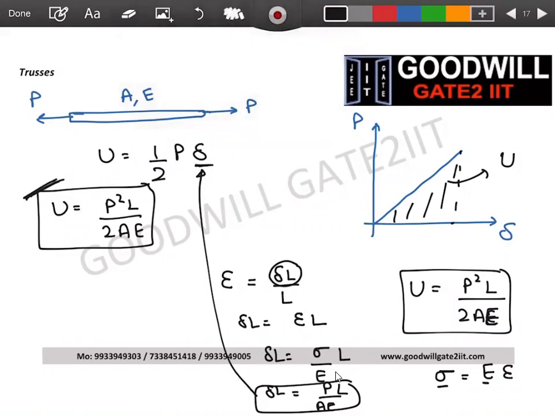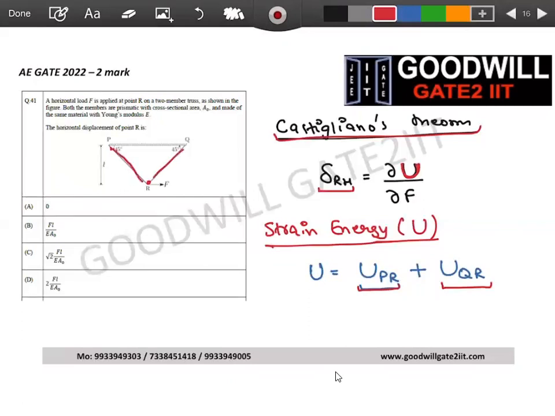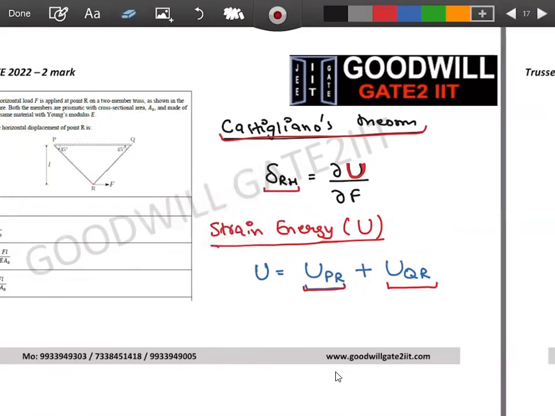Now my motive is you want to calculate for PR and you want to calculate for QR. For this, I need load acting here, right? So I will calculate force in this. I'll calculate force in this. It will not be same, guys, because there is a force F. So what I'll do is, I hope you people agree, I'll go to joint R.